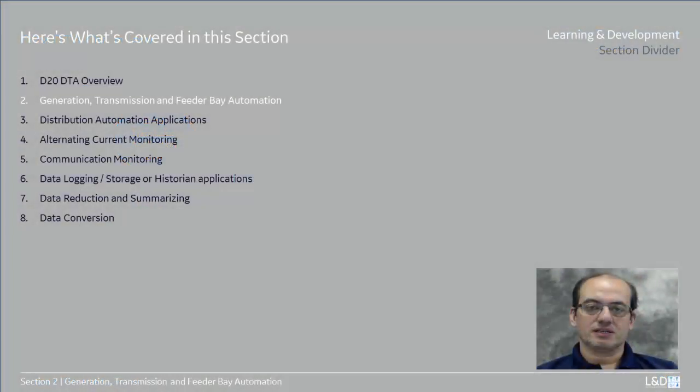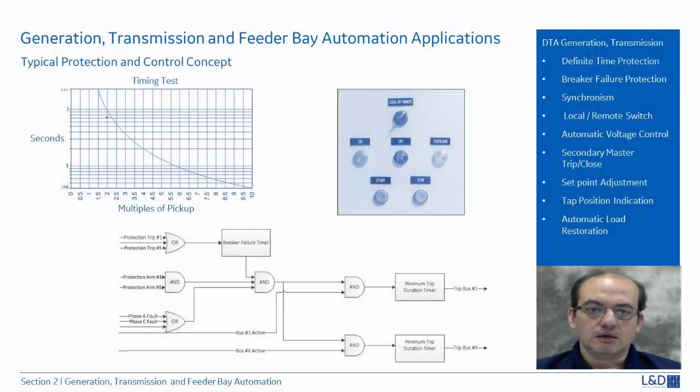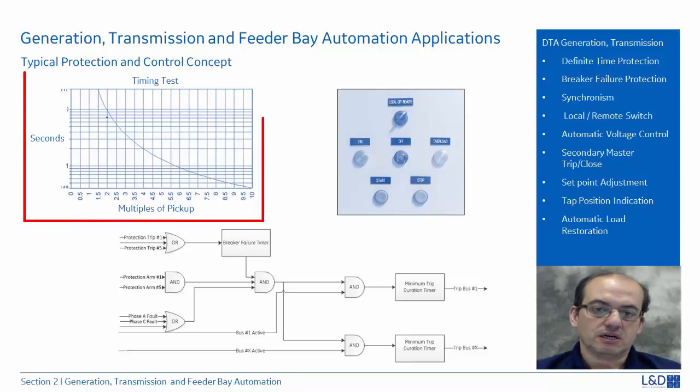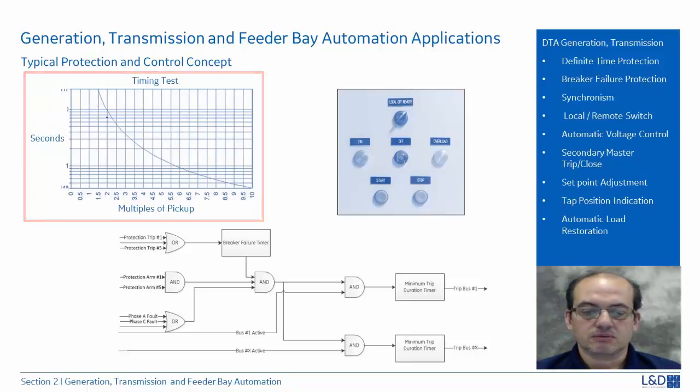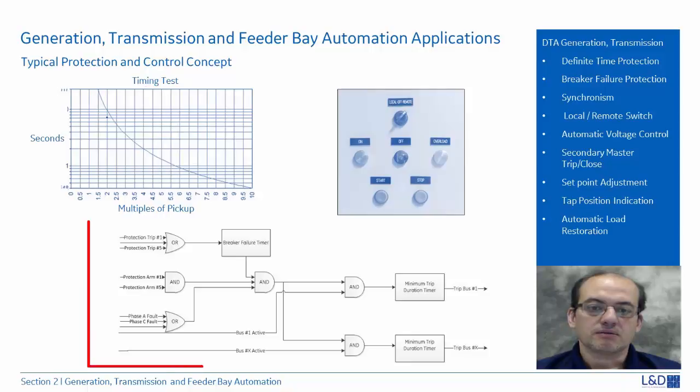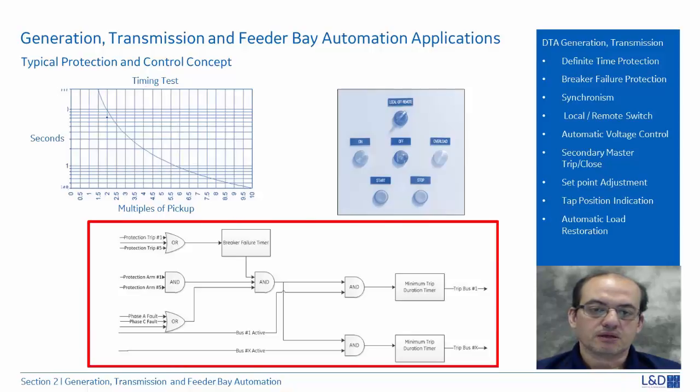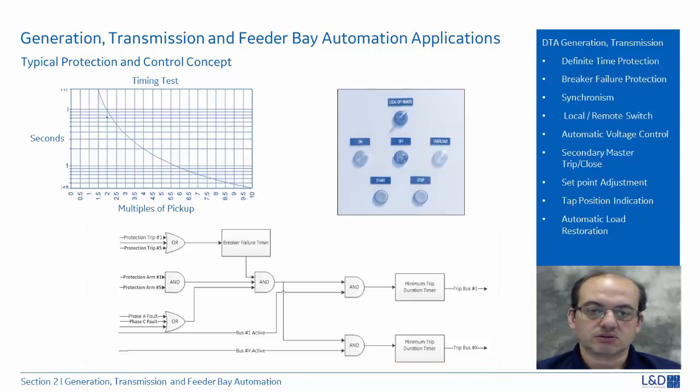This section will discuss the generation, transmission, and feeder bay data translation applications. In the data translation application for generation and transmission, the applications that are available include the definite time protection, so over time, how many multiples of pickup took place, and breaker failure protection. So it's similar to the protection that happens in a relay, but you can do it in a bay.